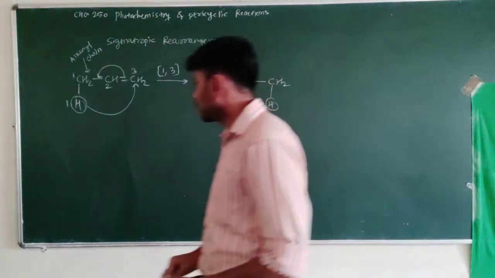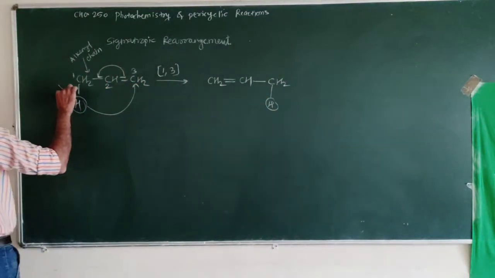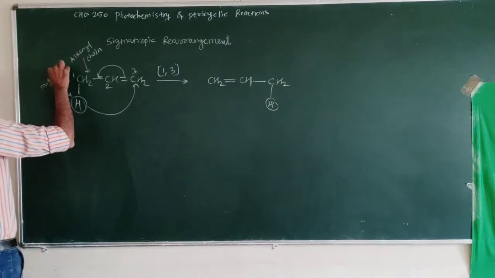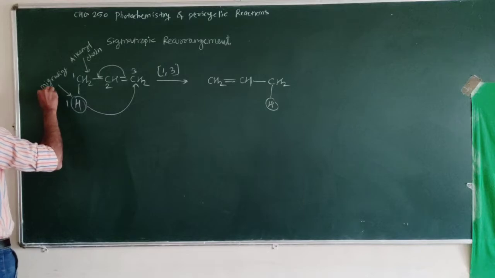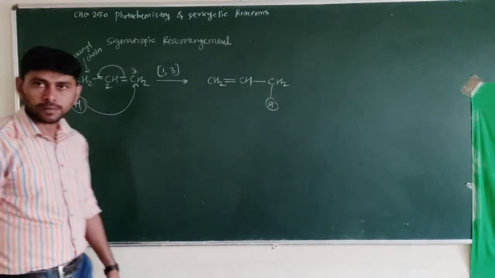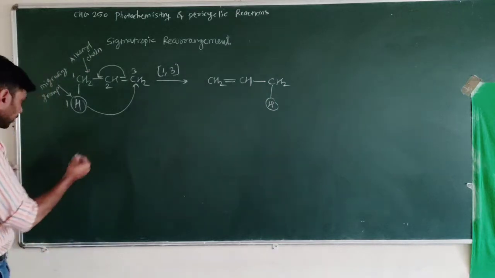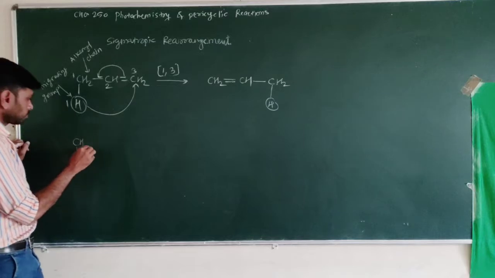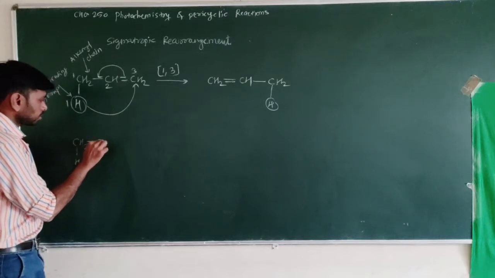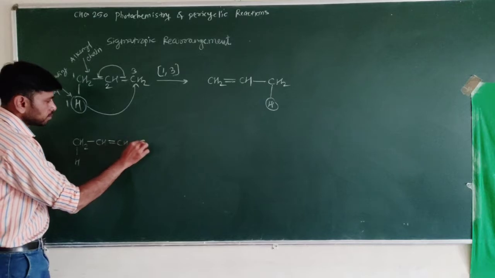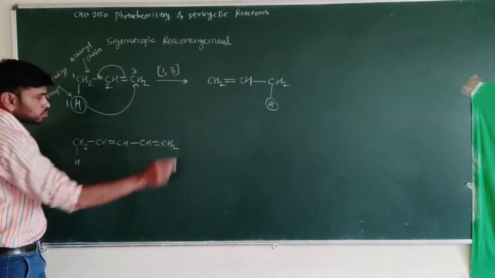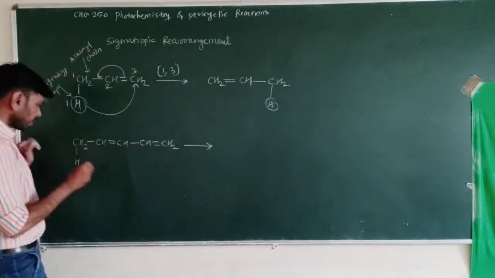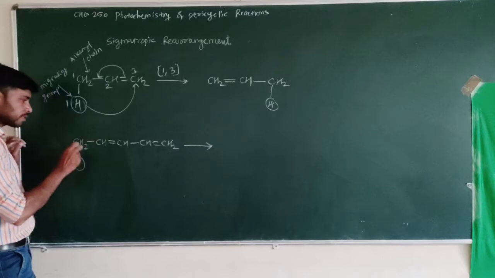Okay, 1,3 sigmatropic rearrangement. This is the migrating group or migrating atom, and this is the alkenyl chain. Okay, alkenyl chain and migrating group. See another example. CH2, here hydrogen is there, CH double bond CH, CH double bond CH2. So this is a sigmatropic rearrangement in which this is the migrating group and this is the alkenyl chain.